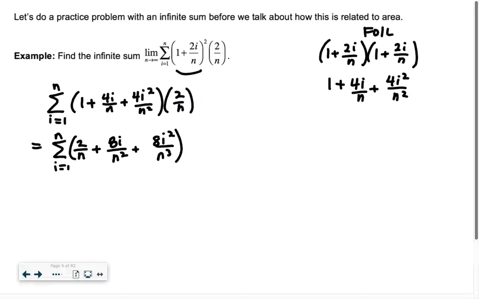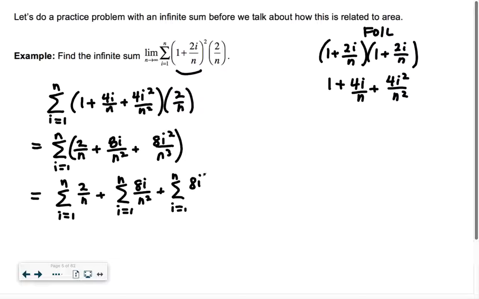Okay, so now what do you think we do? What do you mean we add them up? So what do we do? What was I talking about with the sigma? What can I do with this sigma? I can kind of distribute it and I can rearrange my terms, right? So I can put all of my 2 over n's together, and then all of my 8i over n squareds together, and all of my 8i squared over n cubeds together. So here's what it's going to look like. It's going to look like the sum from i equals 1 to n of 2 over n, plus the sum from i equals 1 to n of 8i over n squared, plus the sum from i equals 1 to n of 8i squared over n cubed.